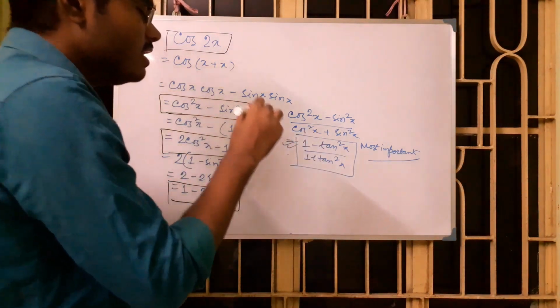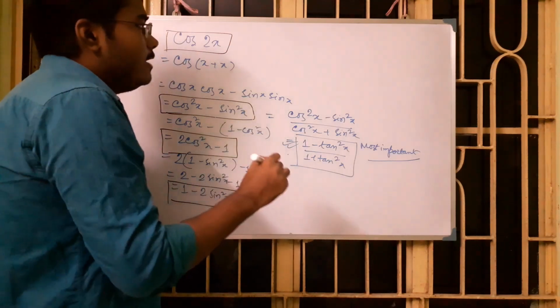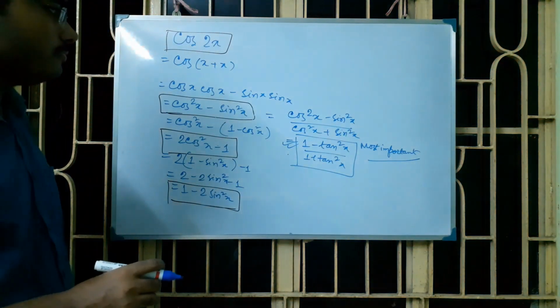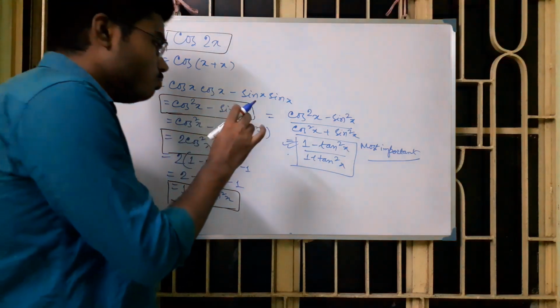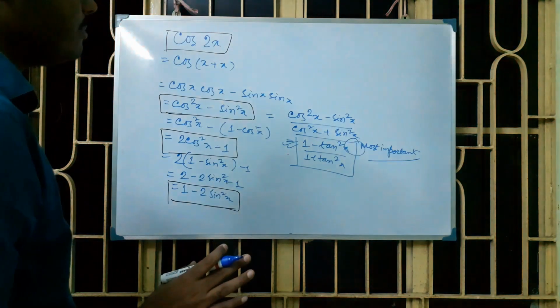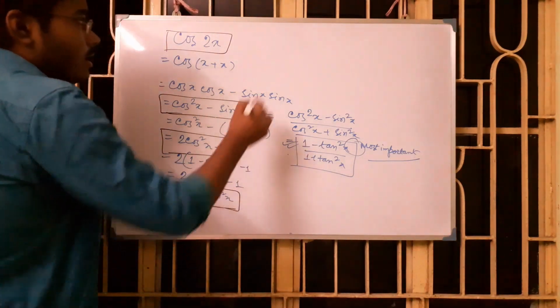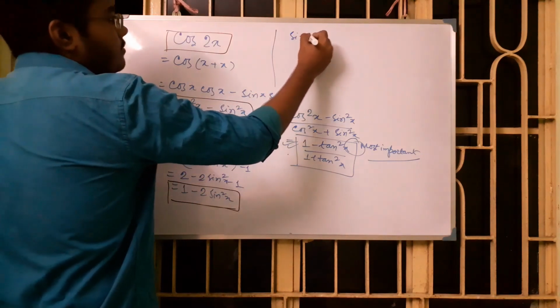It will be required in every limit problem in calculus. Most used formula of calculus. Cos 2x equal to (1 minus tan square x) by (1 plus tan square x). Most used formula.